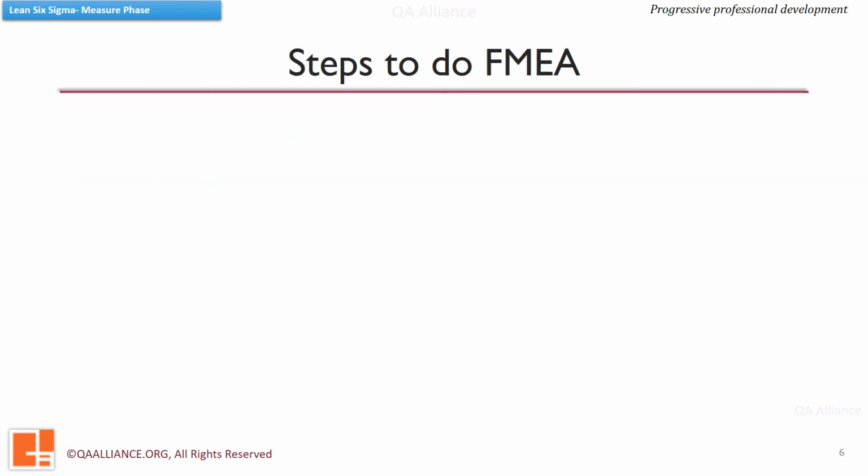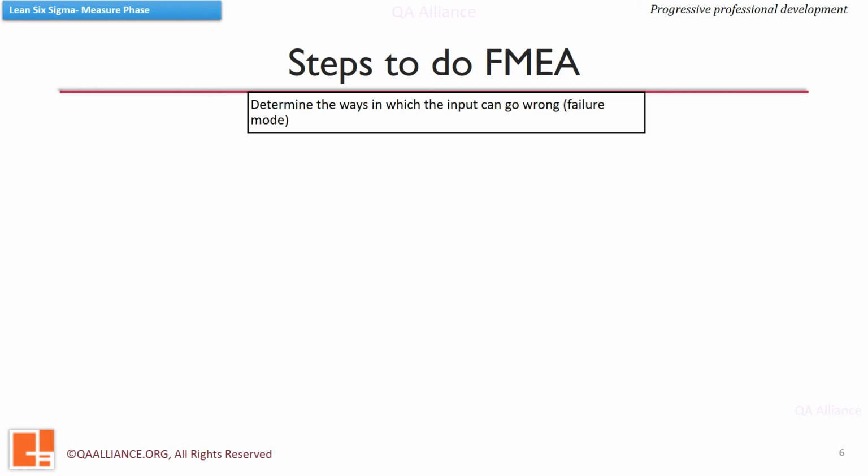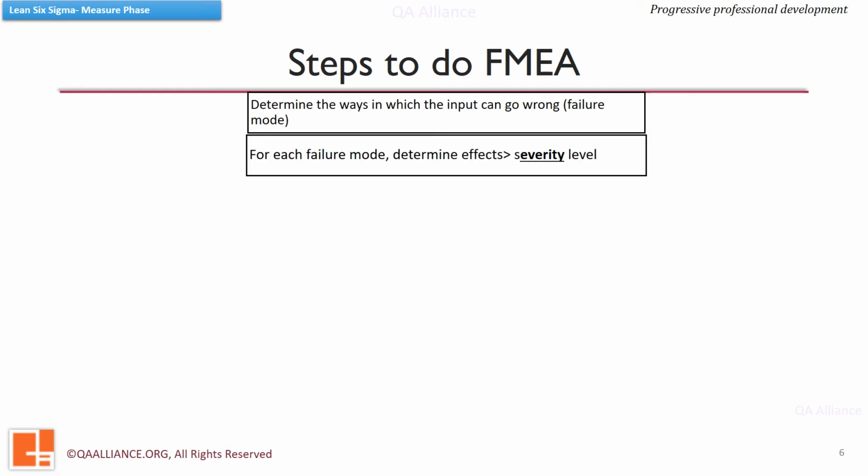In general, FMEA can be done in the following steps. The high-value process inputs that are identified in the XY diagram are put down in the FMEA template, and the ways in which the input can go wrong are determined. Then against each failure mode, effects are determined and their severity level is entered, based on consensus on how much this will impact the outcome. Severity is usually rated on a scale of 5 or 10.